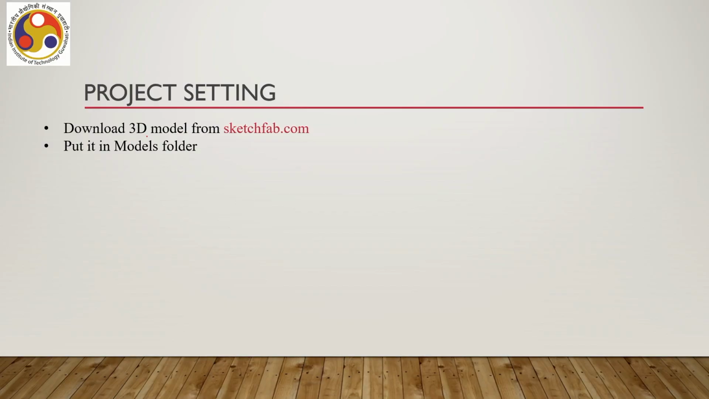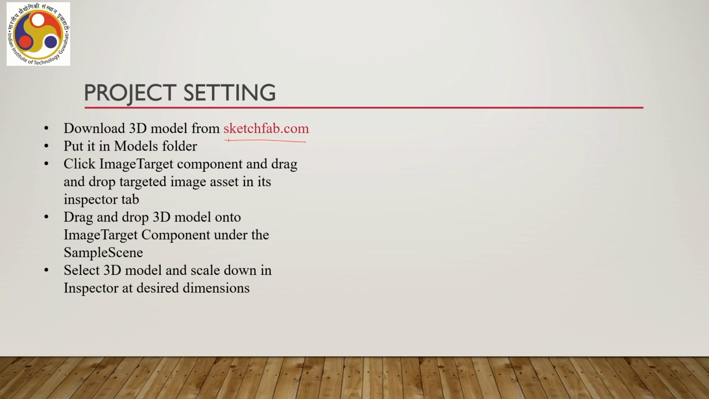Then we need to download a 3D model from sketchfab.com. So, that is for the sample project has been utilized. Put it in the models folder, click or select the image target component and drag and drop the targeted image asset in its inspector tab. Then drag and drop the 3D model onto the image targets component under the sample scene. Select the 3D model and scale down in inspector at desired dimensions.